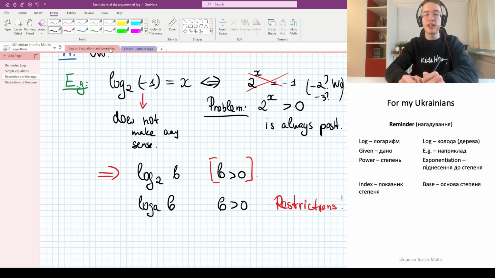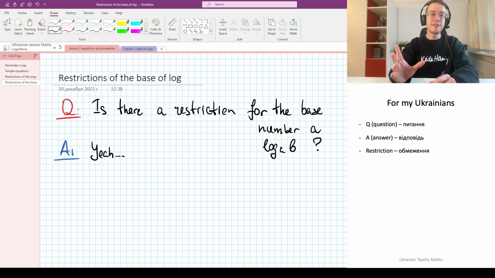Okay, but this is the restriction on an argument. Is there a restriction for the base number? So asking a similar question, but this time for a. And we find out that there actually is a restriction for a as well. However, this restriction is going to be just a little bit worse. We are going to have another extra detail here. So let's consider log, let's say this time we also take minus 1, and let's say we have a 2 in the argument.